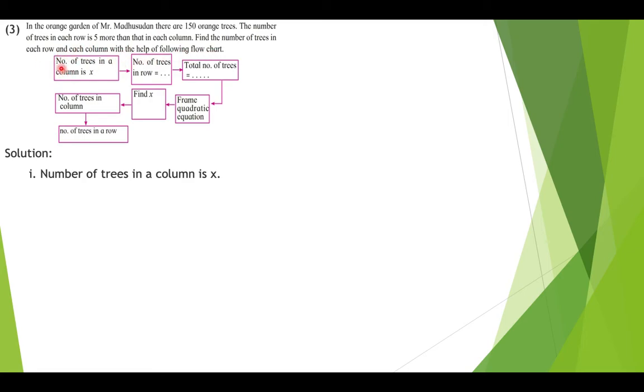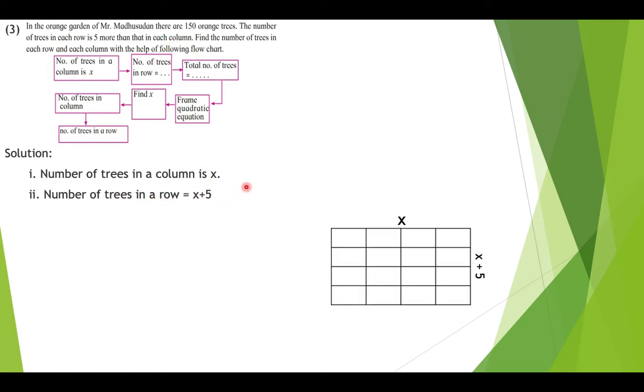So first over here, the number of trees in each column is x. According to the condition over here, the number of trees in each row is 5 more than each column, so the number of trees in the row is x plus 5. As you can see, if in the columns the number of trees is x and in the rows the number of trees is x plus 5, the total number of trees, that is 150, will be x into x plus 5.